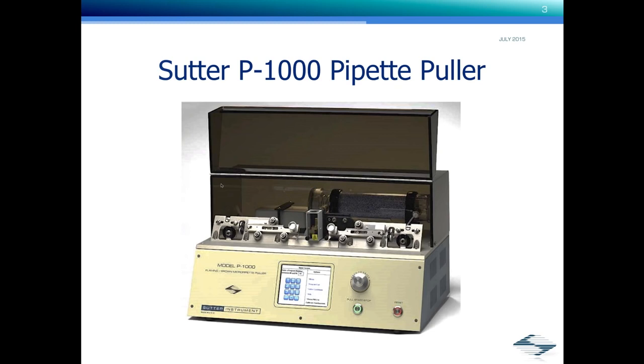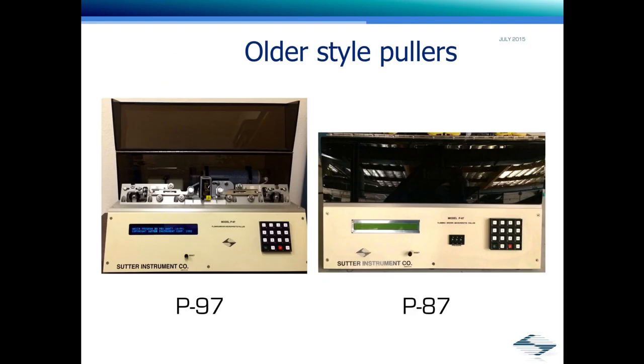Here's our P1000 pipette puller with the touchscreen display. Isn't she pretty? And here's our older models, the P97 and the P87 pullers. If you have an older puller that does have a nitrogen tank, you have a very old puller. And so this has a dry write canister here. And also the P87 has that too. If your pullers have a nitrogen tank, it's very old and might be ready for the Smithsonian.